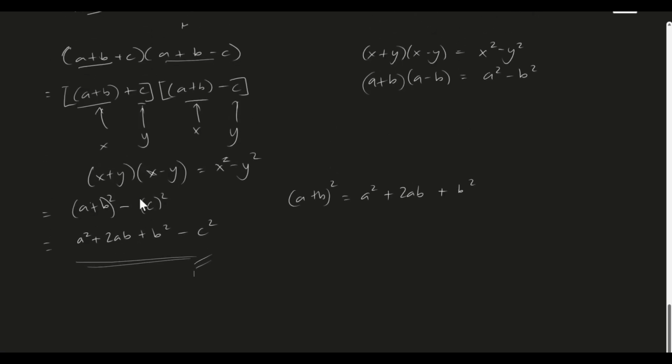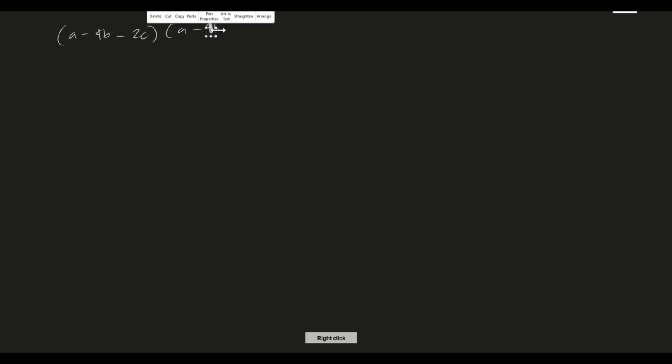So I think this one can be applied on some certain examples. So let's say we have a minus 4b minus 2c times a minus 4b plus 2c. Okay.